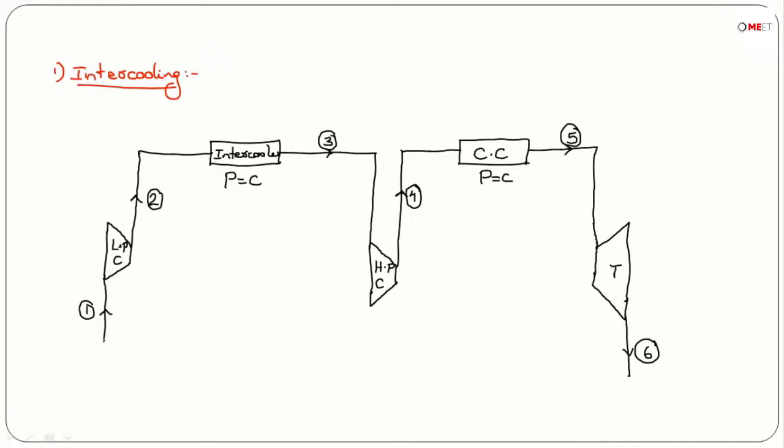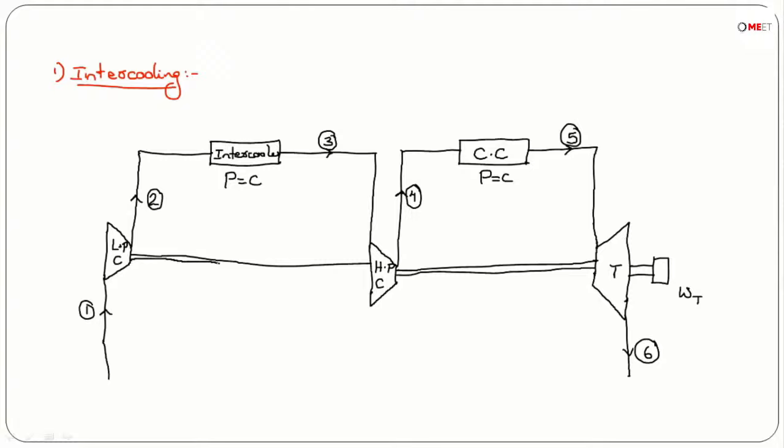The output that we are going to get from the turbine, we call the gross work output or work developed by the turbine. This turbine has to supply a certain amount of work input to both the compressors. Therefore the net work output will be work developed by the turbine minus work input to both the compressors.